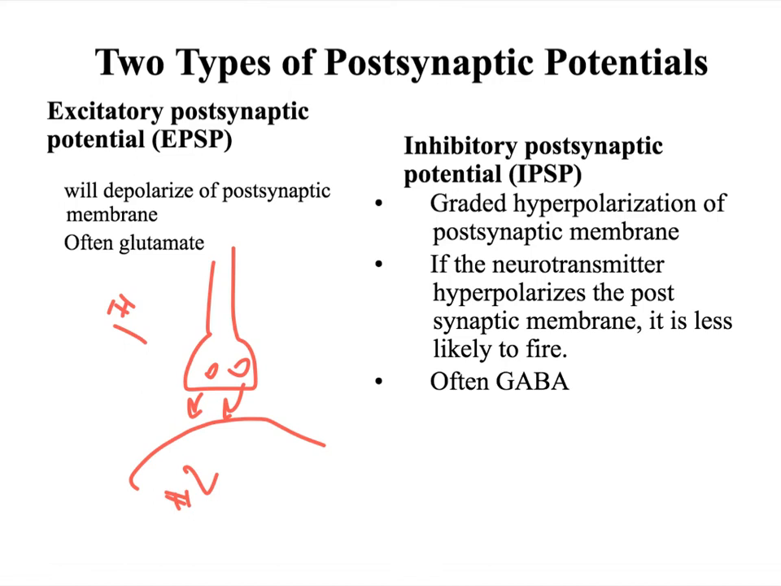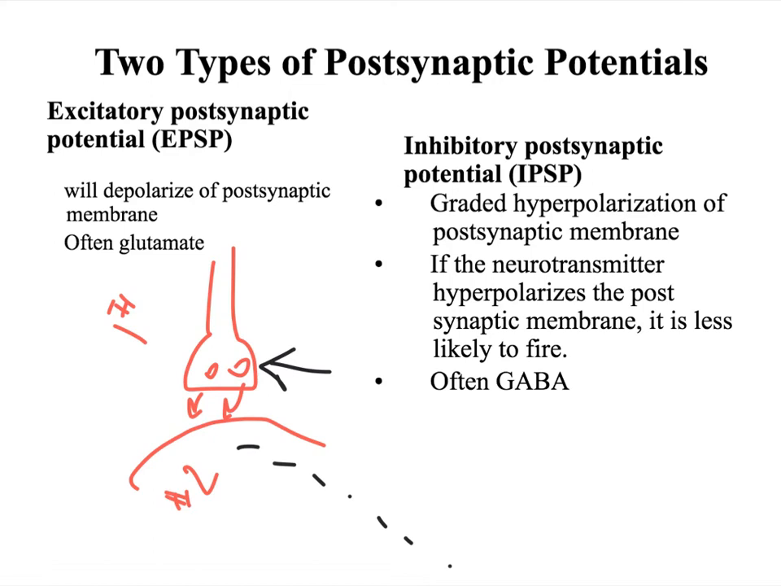So I've already told you, we talked about excitatory neurotransmitters and inhibitory neurotransmitters, and we know about action potentials, so let's put those terms together. So an EPSP, excitatory postsynaptic potential, is when this neurotransmitter that's coming from here is going to cause an action potential which will be transmitted down that neuron.